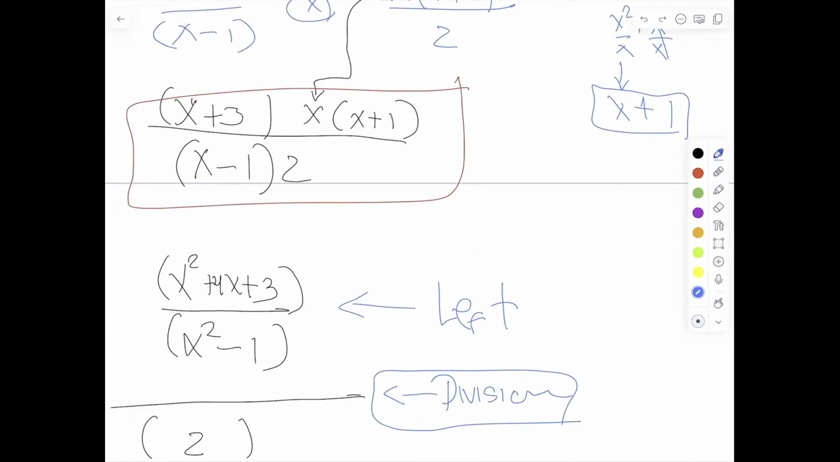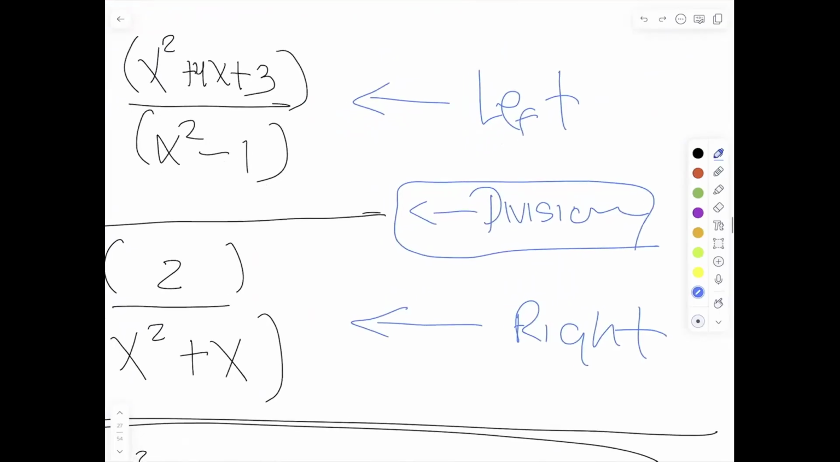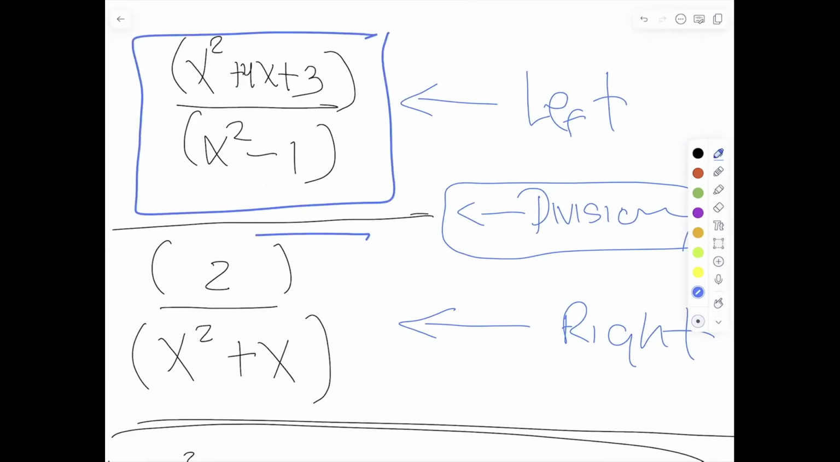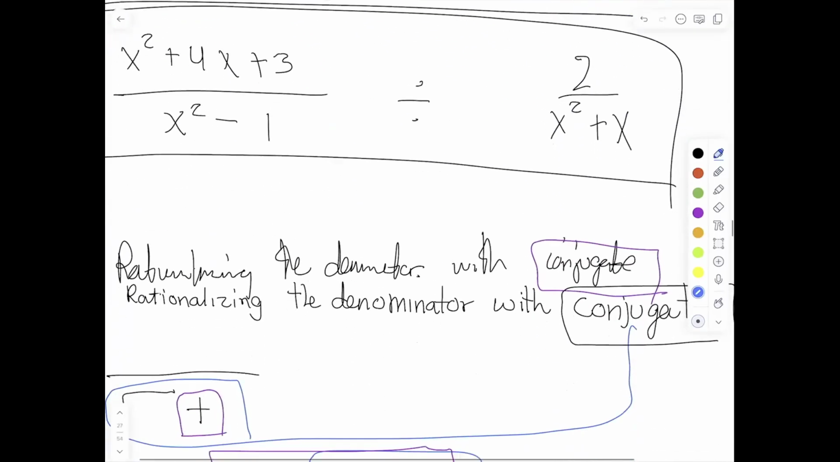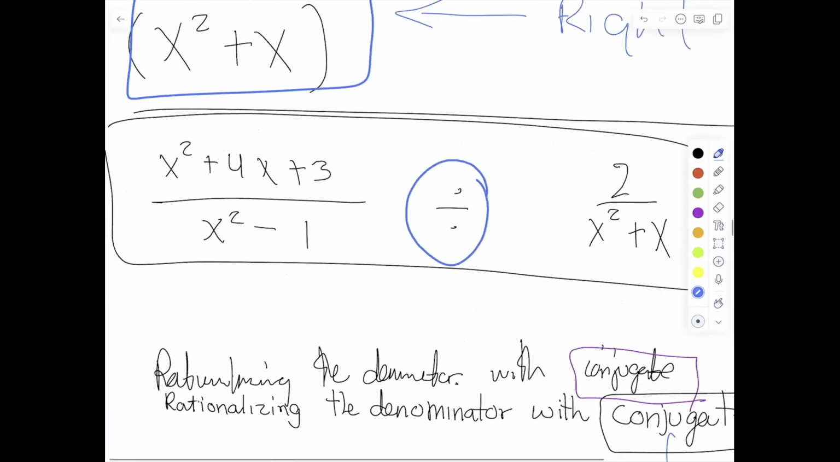Now, excuse me, what happens if you get a problem like this? This is a division sign, and I have a fraction here, and I have another fraction here. Do not get stressed. Just rewrite the problem like that. And here's the division sign, right? You see it?